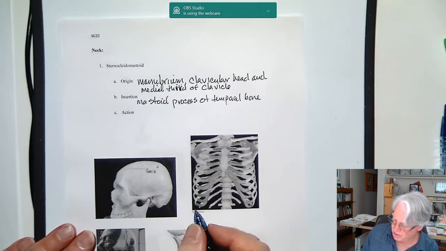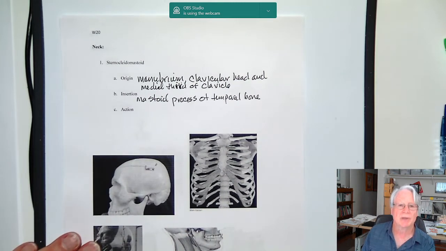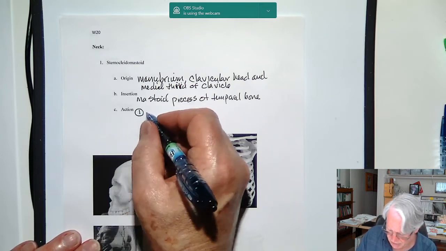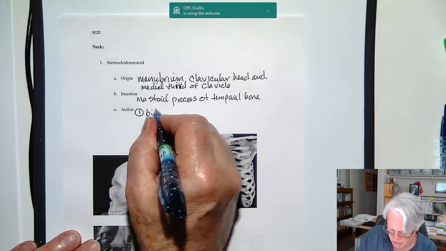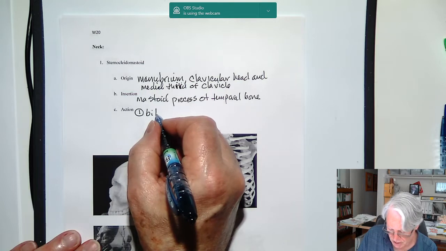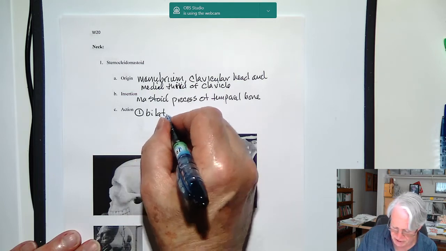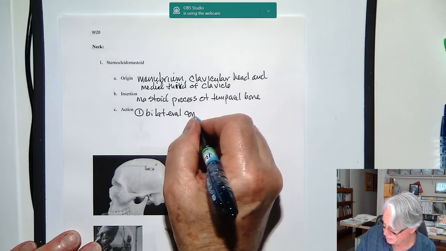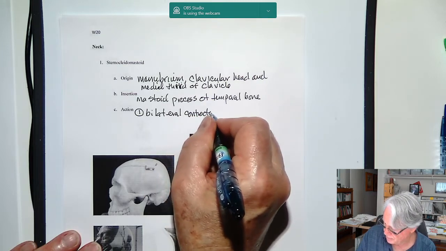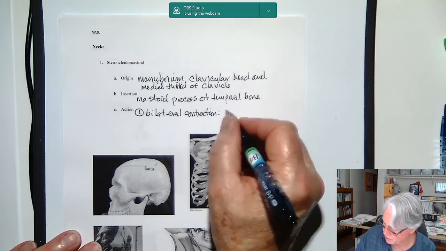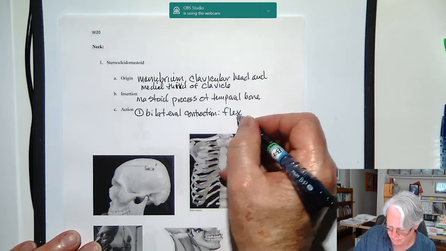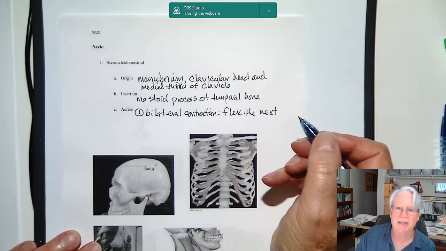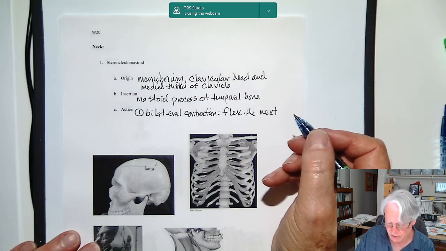And the action, and we have two actions here. So number one, bilateral contraction. What does that mean? That means both of the muscles are contracting simultaneously. So bilateral contraction, and we're going to get a flexing of the neck. So the neck is bent forward in this direction.